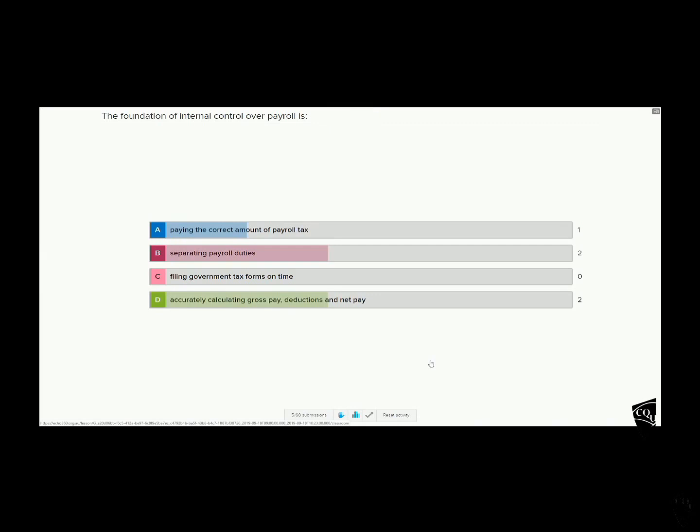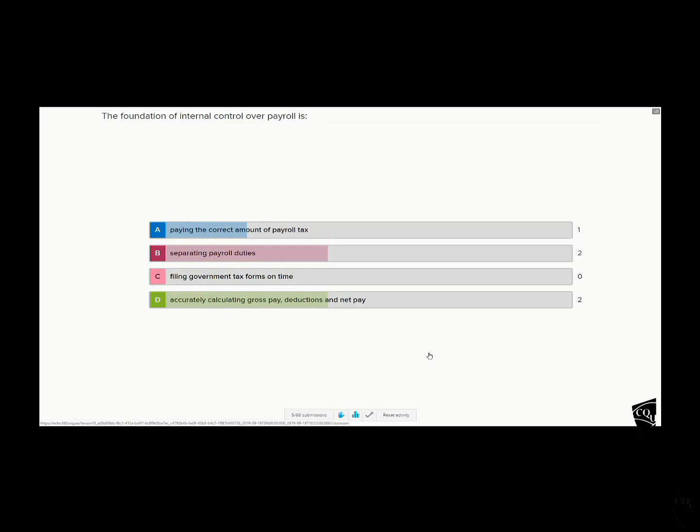The thing to remember here is that whenever you're talking about internal control, separation of duties is at the core of it. And the reason it's at the core of it is because what it attempts to do, at least, is that it prevents the person who perpetrated the fraud from covering it up. Okay? And that's why separating payroll duties is the answer there. That is central to internal control, separation of duties.